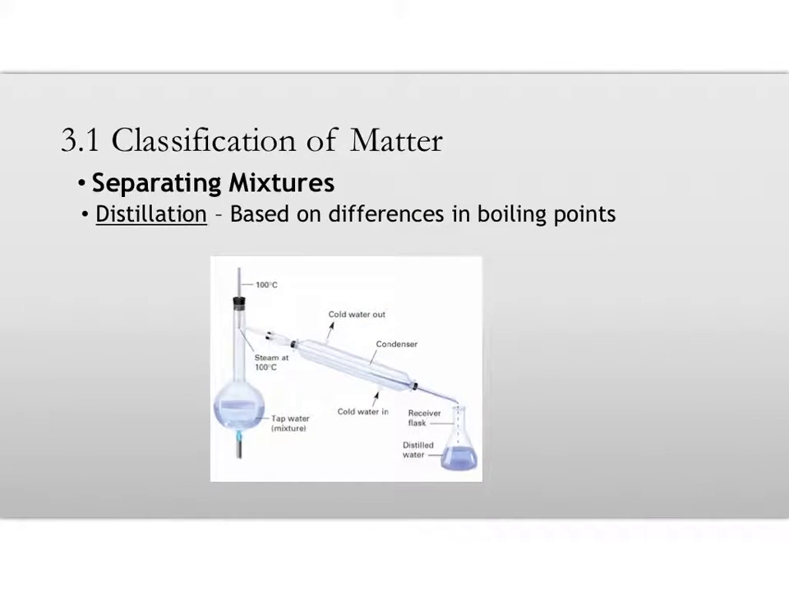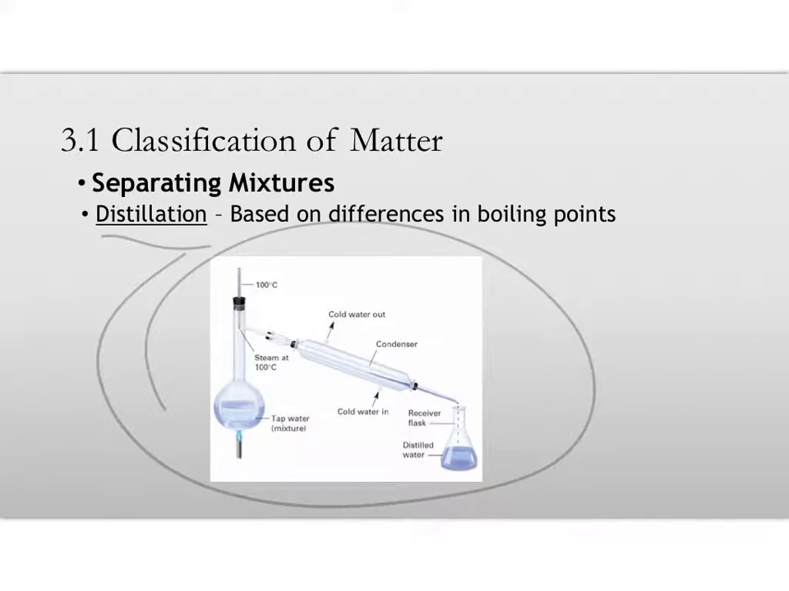We can separate mixtures by physical means. One example, it's not in your book, but I feel like it's necessary, is distillation. That separates a mixture of substances based on differences in boiling points. Now this right here is a distillation of water.